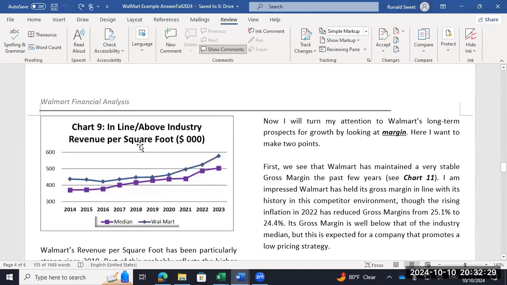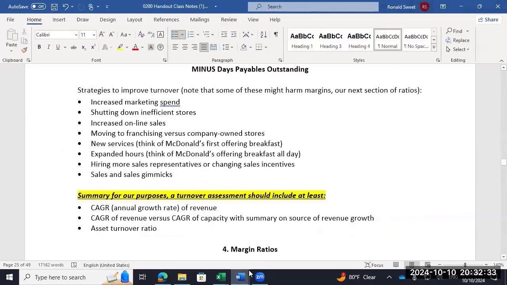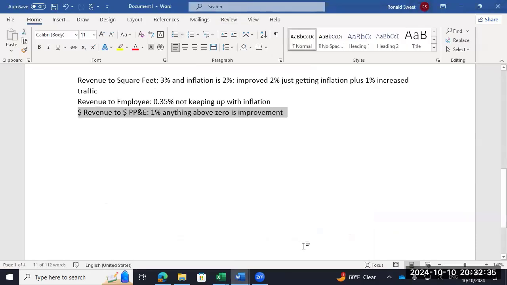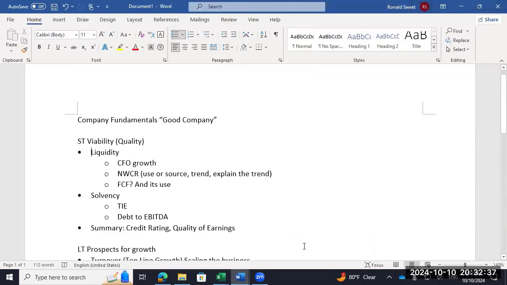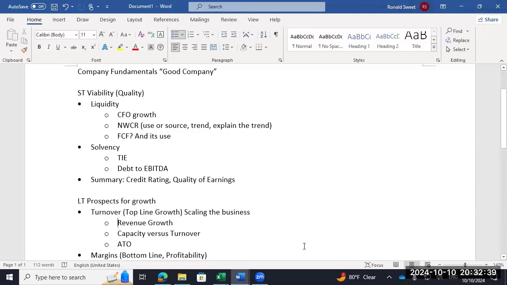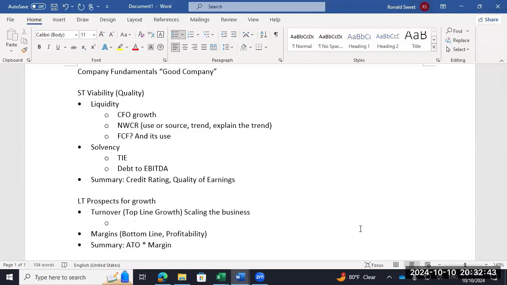Comments, questions, concerns. So without looking at the notes, fill this in. Turnover, what? Oh, you already got it. Turnover, what are the 3 things you're going to talk about on turnover? Your boss says, do analysis of this firm. What are you going to do on turnover? Revenue growth.